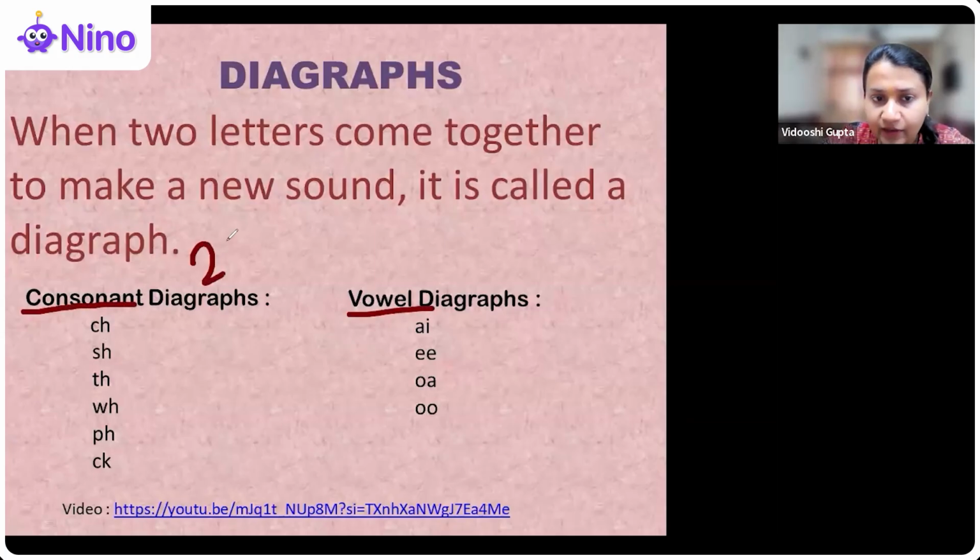Consonants, we know there are 21, vowels are 5. A, E, I, O, U, these are the 5 vowels.